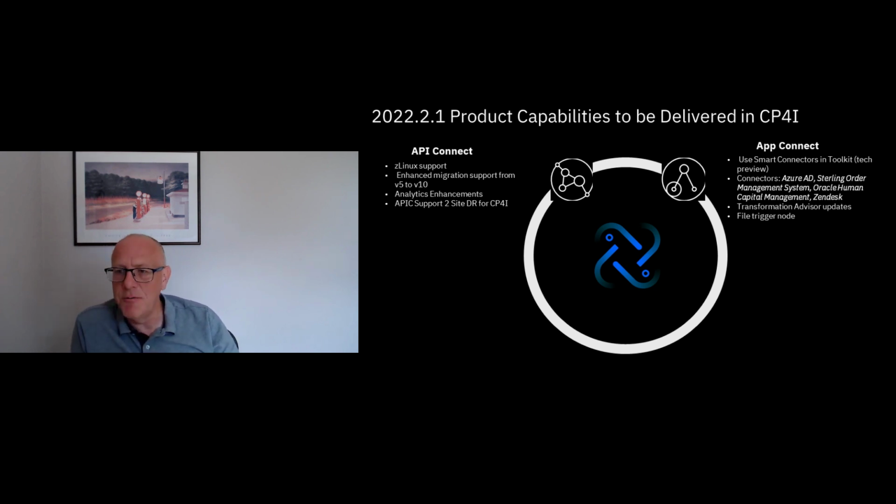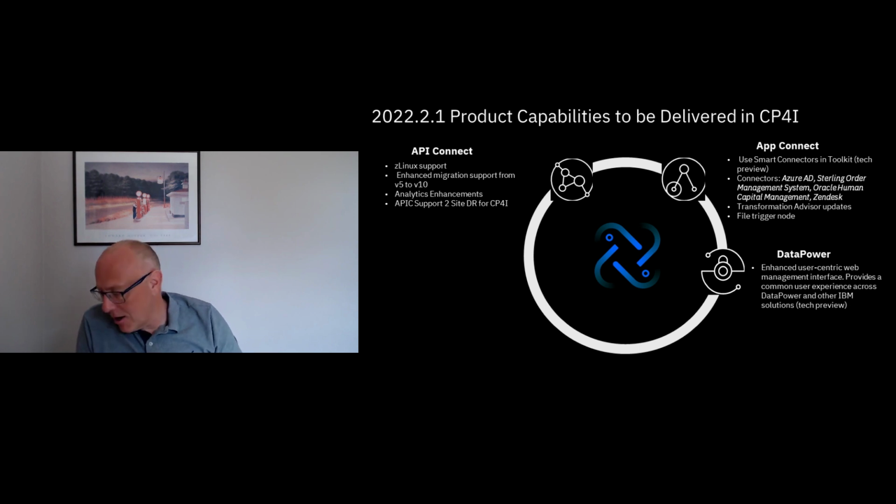And that hasn't previously provided access to smart connectors. As of this release, we provide multiple smart connectors that you can use. And actually, there's an update on this chart that 8 of those connectors are fully production supported. They're not just tech preview. There have also been updates in App Connect to the transformation advisor. And we've added a new node, a file trigger node, to improve our file handling capabilities within App Connect.